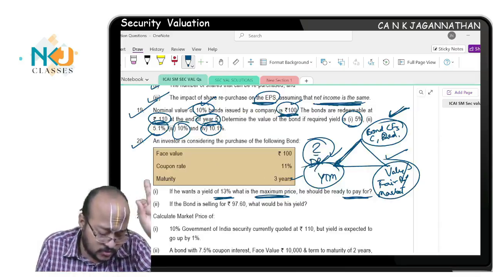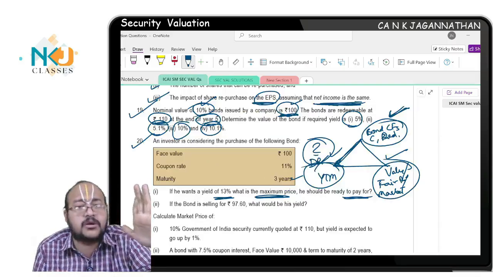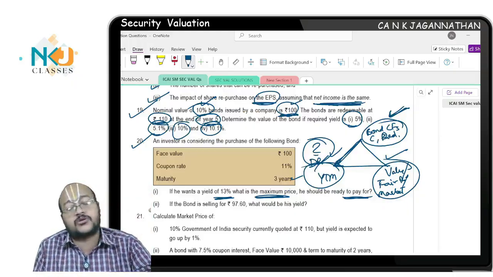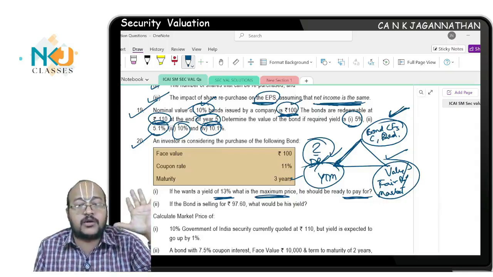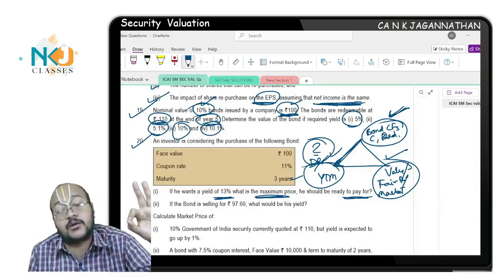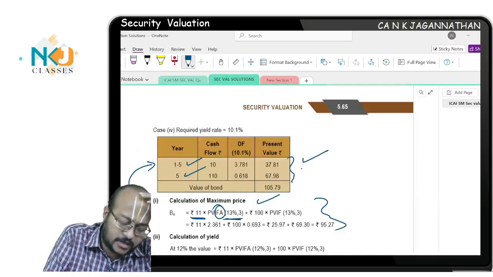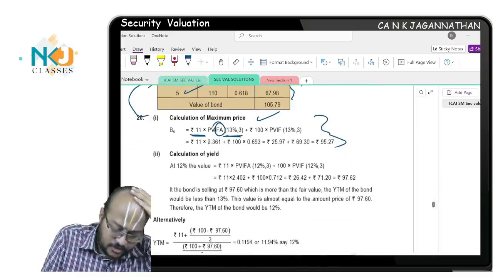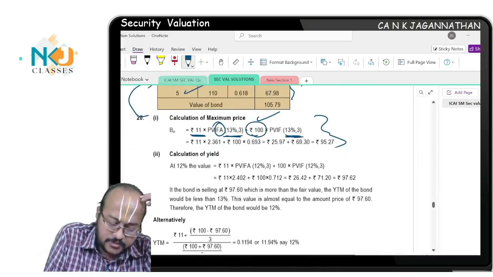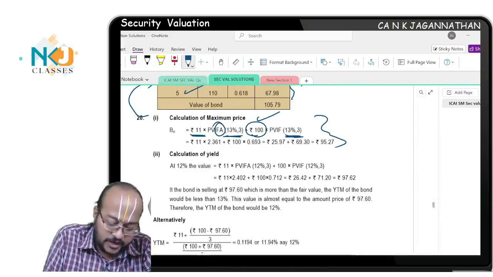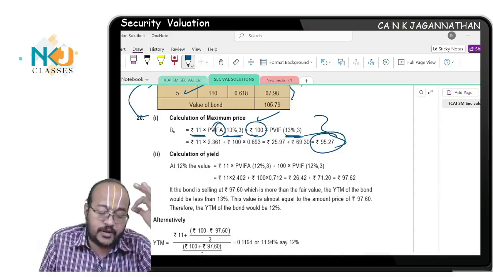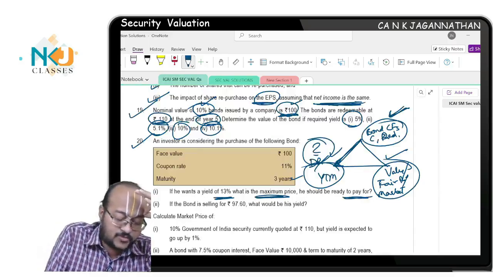Here, in this question, is anything given about redemption? See, in the bond valuation chapter, when nothing is given about redemption, you should always assume that it is redeemed at par. The bond is redeemed at par. Nothing given in the question, so we will assume that it is redeemed at par. So 100 they have taken at 13% for 3 years. What is the discounting rate? And you will get the value. 95.27 is the value.